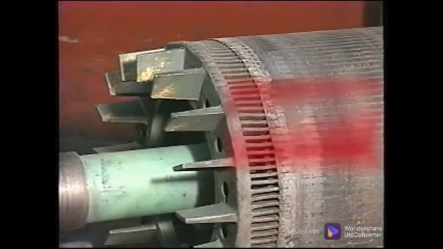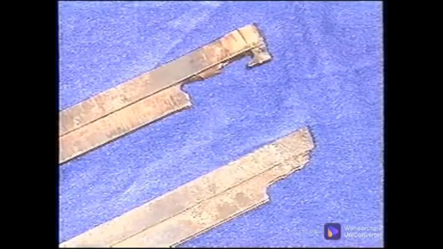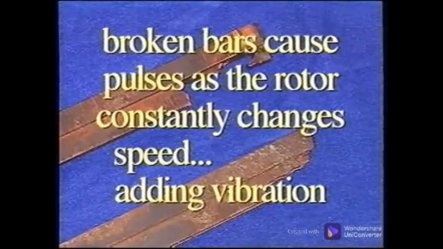The adjacent rotor bars run hotter due to the increased current flow. It is similar to the effect that can be seen with infrared thermography of a power cable that has a broken strand. Since it does not carry its load, the other strands run hotter. When several rotor bars are broken, the motor constantly pulses as it changes speed, adding vibration to the system.